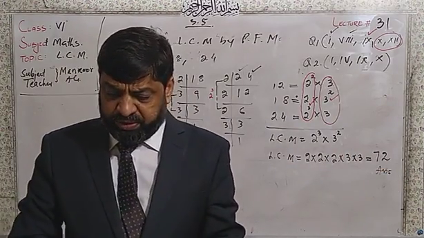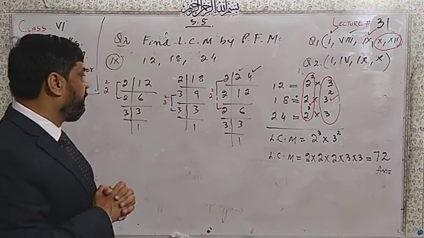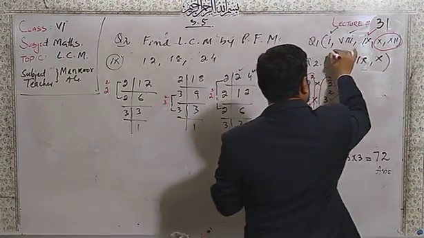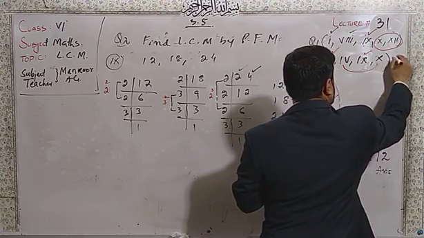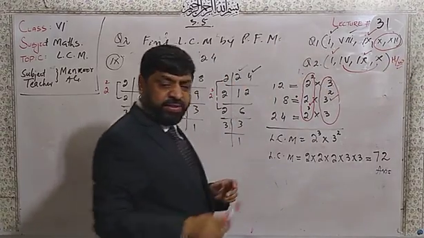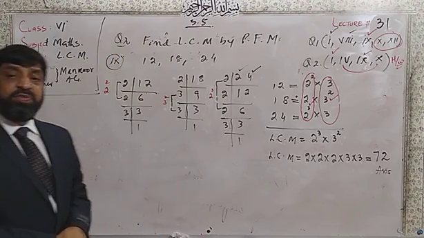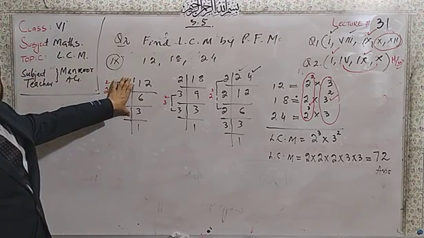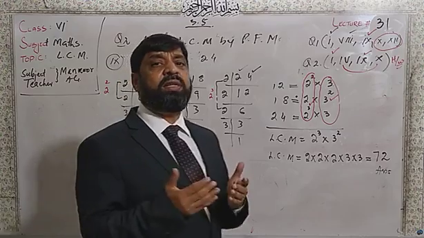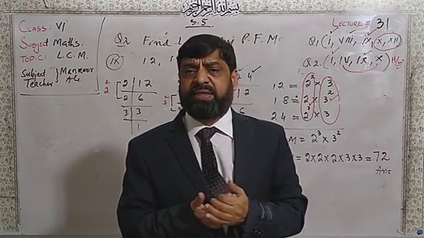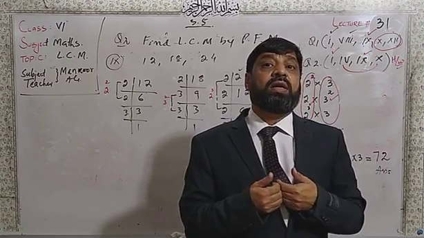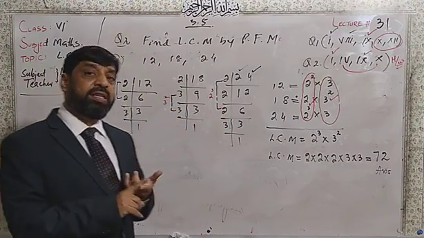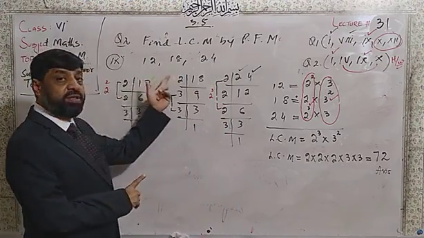Dear students, I hope you understand. Now again I would like to share with you that in this part I did part number 1 and part number 9. These two will be homework for you. Dear students, find the LCM by the prime factorization method. In question number 1, we did find the LCM, but by which method? By the common multiples method. And this is the same question, but the method is changed. What is the method? Prime factorization method.